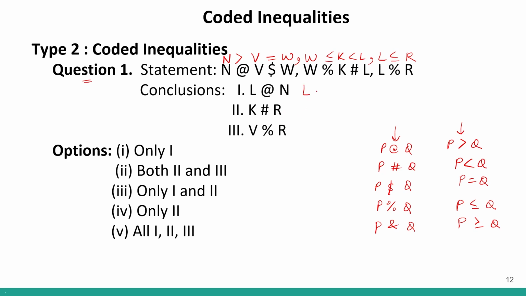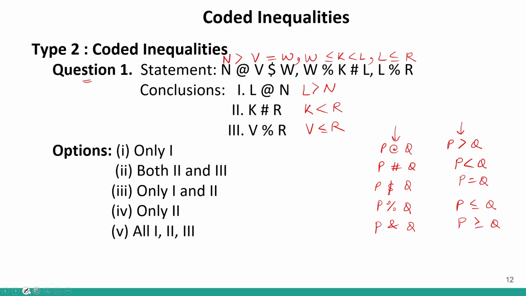So L is basically more than N, K is basically less than R, and V is basically less than or equal to R. Correct? These are your codes. So what I have done? I have turned coded inequalities into direct inequalities, and now I will solve. So we will move from bigger door to smaller door.